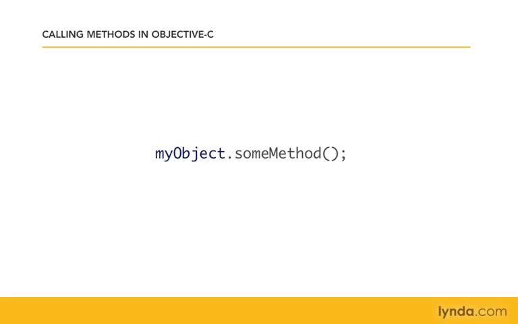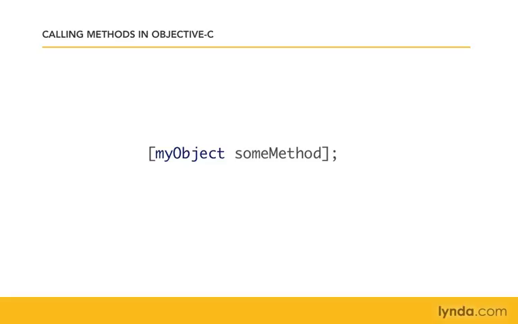In Objective-C, it's a little different. You're using the name of the object, then a space, then the name of the method, surrounded by square brackets. What we're officially doing here is something called messaging. We are sending the message SomeMethod to the object myObject. And yes, this does feel different from other languages. Think about it this way.